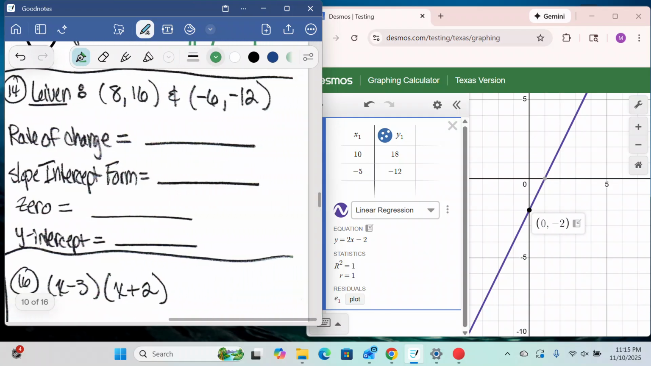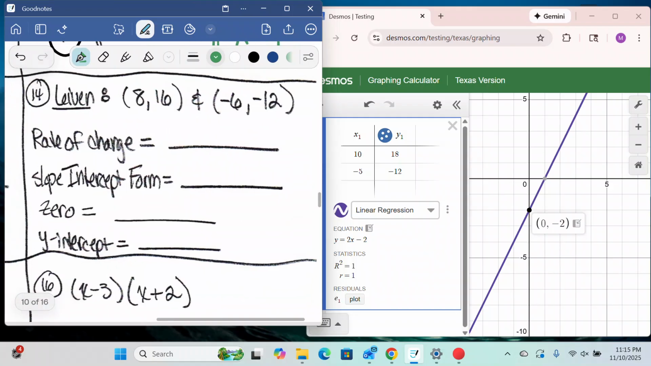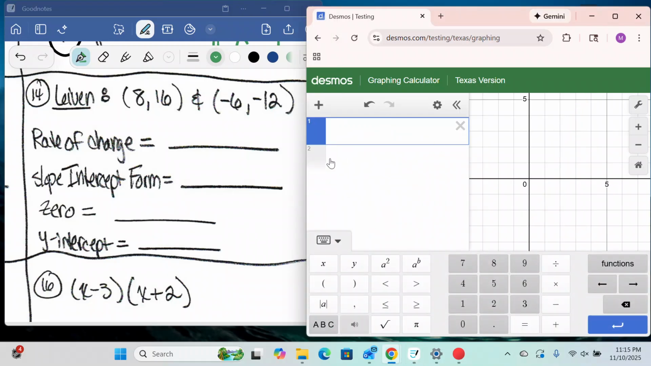So you're going to try number 14. Go ahead and try it, see if you can figure it out. And then pause the video and unpause it, and then of course we'll go through the answers.